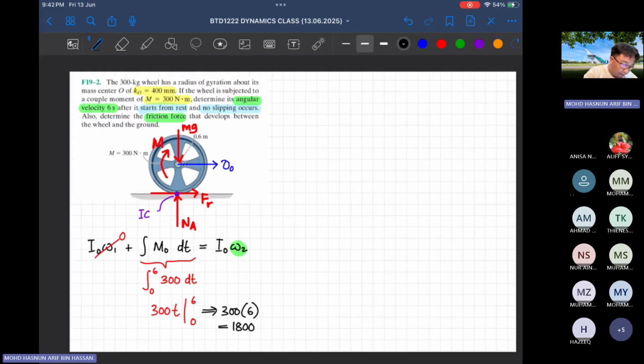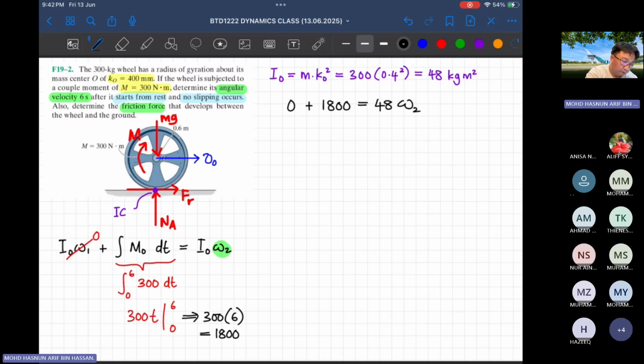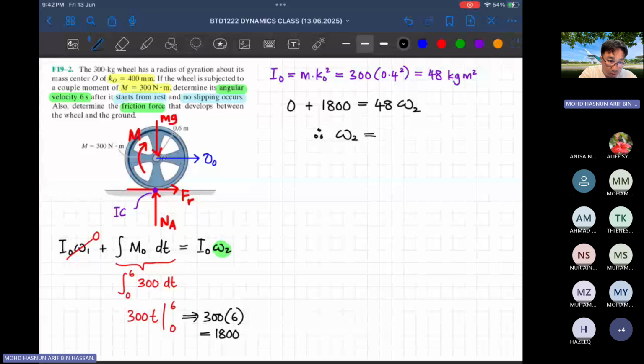Okay, so what we have not calculated here is the I_O. So we need to calculate I_O first. I_O is equal to m times k_O squared. M is 300 kg. k_O is 400 mm, so you convert that to meter, it will give you 0.4 squared. 300 times 0.4 squared will give you 48 kg m². Then we will substitute in the equation. So we have 0 plus ∫M_O dt, which is 1,800, equal to 48, I_O, omega 2. And therefore, we will then get the value of omega 2, which is equal to, wait.